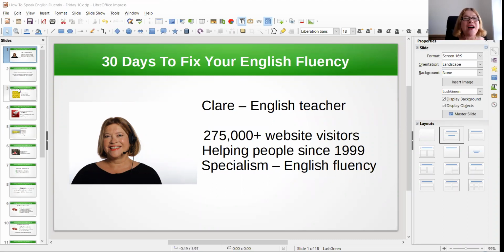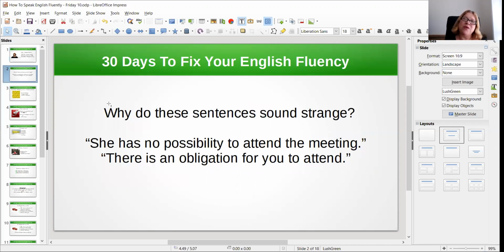I want to show you a couple of questions, and I want to ask you why you think these sentences sound strange. Right, so the first sentence, she has no possibility to attend the meeting. The second sentence, there is an obligation for you to attend. Okay, so these sentences sound a little bit strange. First of all, because they sound very formal. She has no possibility to. There is an obligation for you. So they sound quite formal. But the other thing is that they are really, really long. And as you know, most English sentences, we like to keep them short.